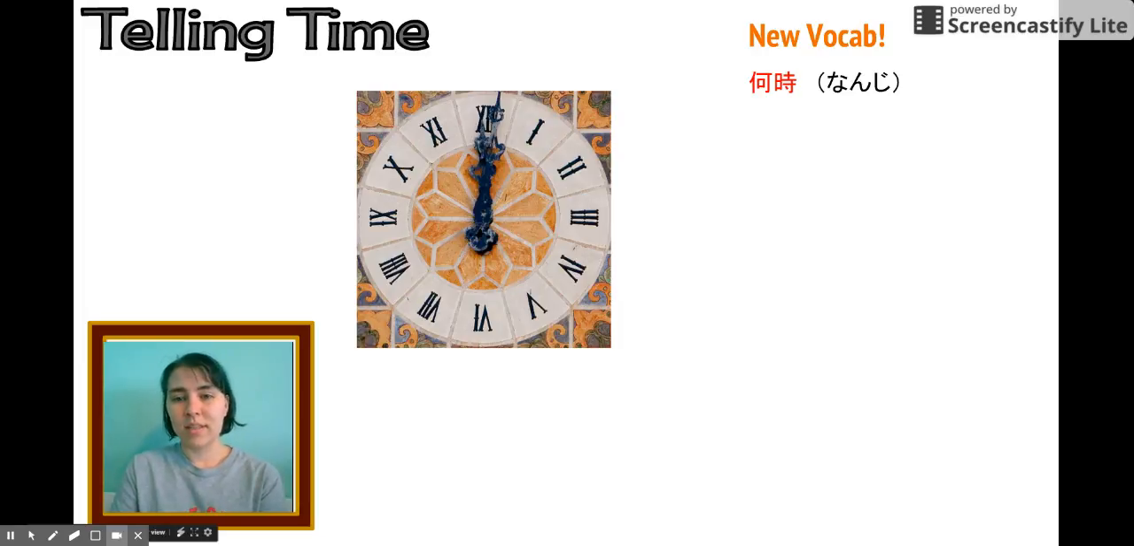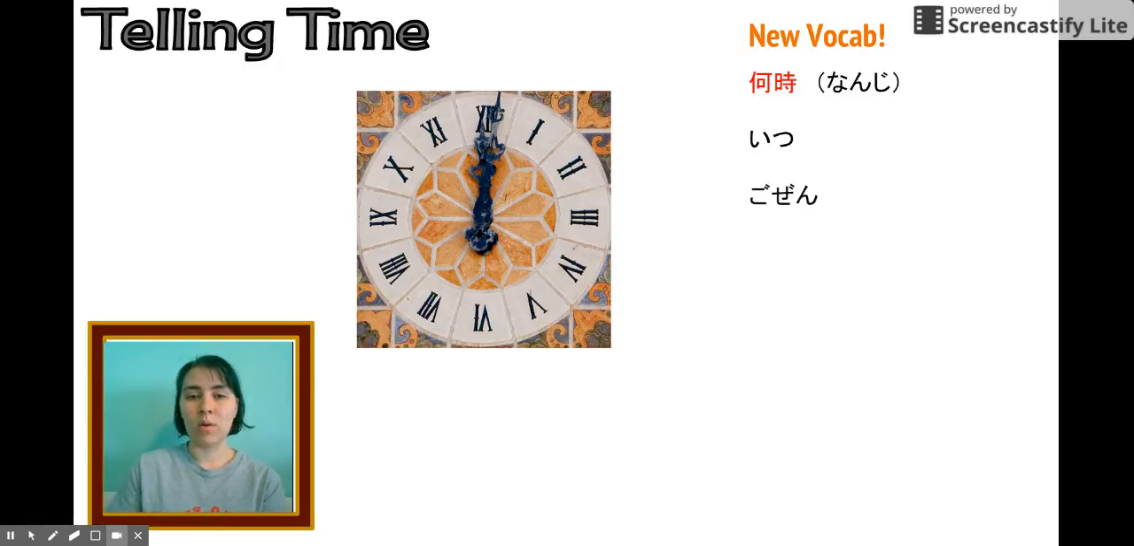Nanji. This is kanji we're going to learn. That's why it's red. Nanji. Itsu. These questions are kind of asking the same thing. Nanji is a little bit more specific than itsu. Itsu could refer to a day, whereas nanji is only asking about the time.